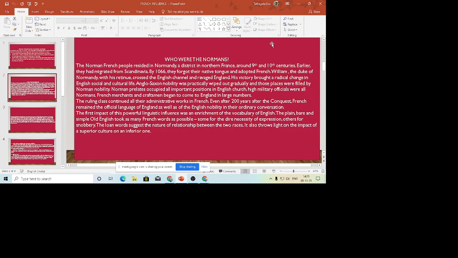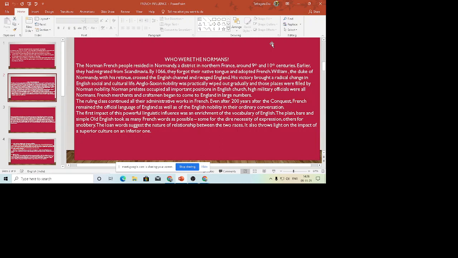The Anglo-Saxon nobility, which was there in England during those times, was practically wiped out gradually, and those places were filled by the Norman nobility. As you saw, William replaced the English noblemen with his own men from the nobility. Obviously he wanted his own men in high positions in order to facilitate his ruling of this country.